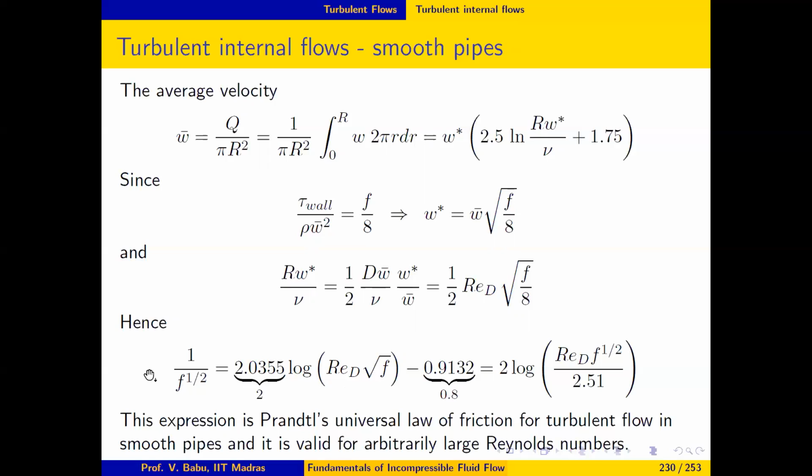Prandtl obtained this expression first, and we rearranged this constant so that this one reads as 2, and this one was rewritten as 0.8. So it may be written in a more compact form like this. And this is known as Prandtl's universal law of friction for turbulent flow in smooth pipes.